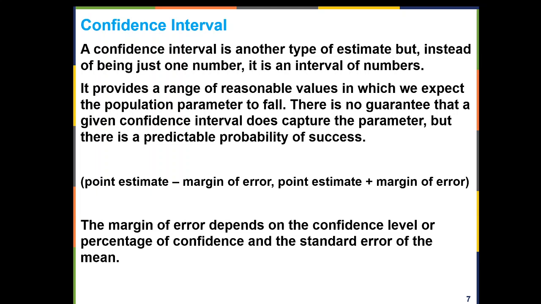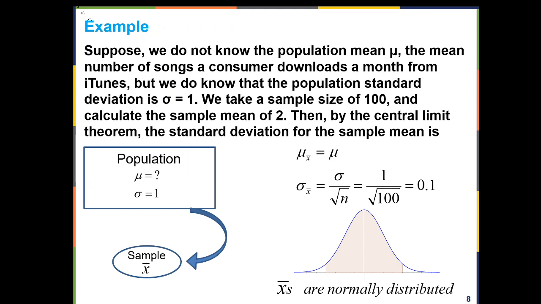So we have a point estimate, which is the number that we calculate from the sample. And then we have a certain amount of error that we accept. So we're going to add and subtract that error and then present that interval as the confidence interval. That's what we want to do in this chapter.